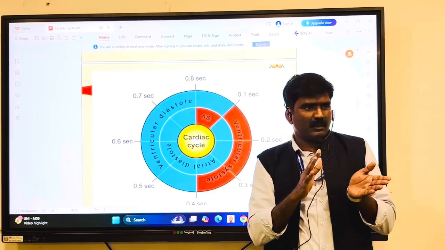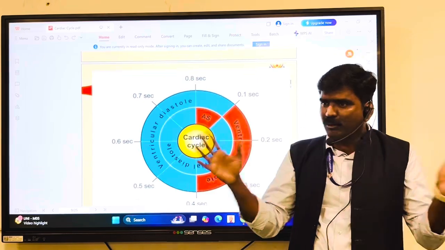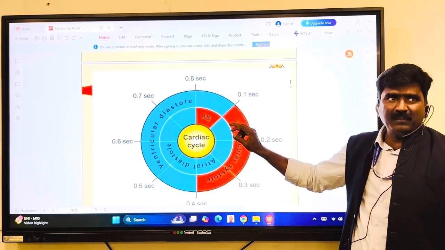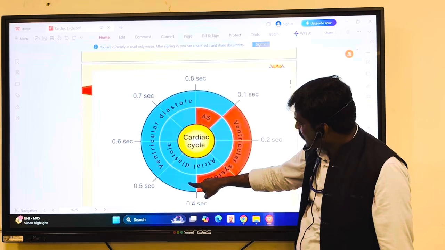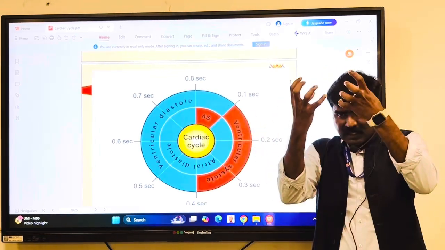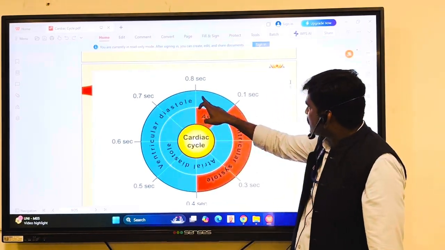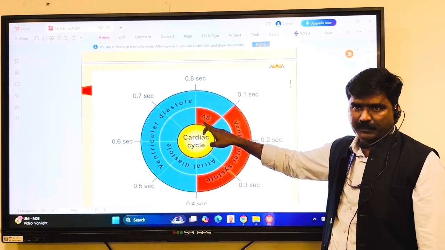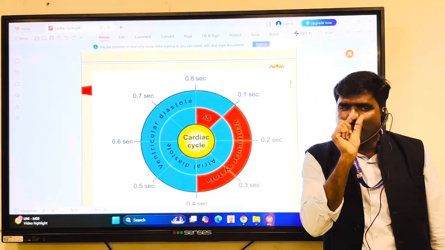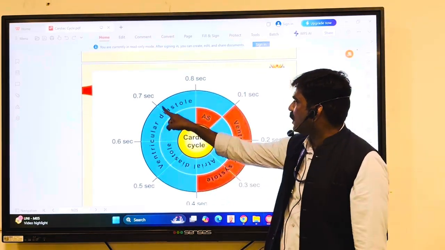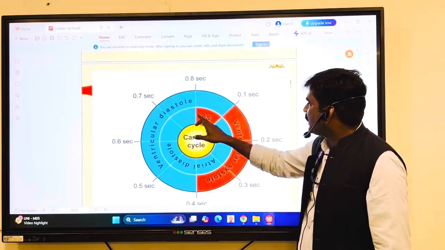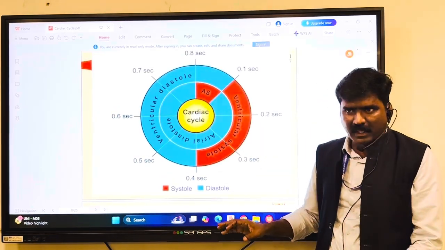The 0.8 second is the same for both, but there is an overlap, and that overlap is shown here. If you carefully watch this diagram, what is this outer ring from here to here? It is ventricular diastole, that is, the ventricle is relaxing and receiving the blood. During this phase, atrial systole is included. There is an overlap of ventricular diastole and atrial systole. So we are going to discuss the cardiac cycle from atrial systole. From this phase we are going to start, right?